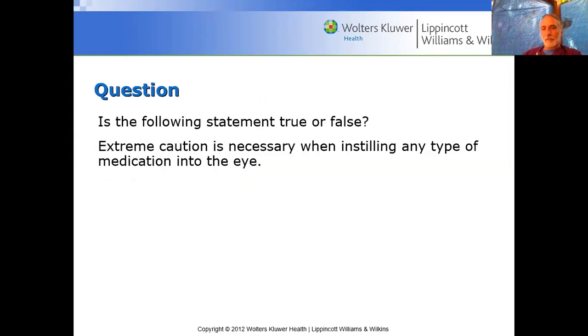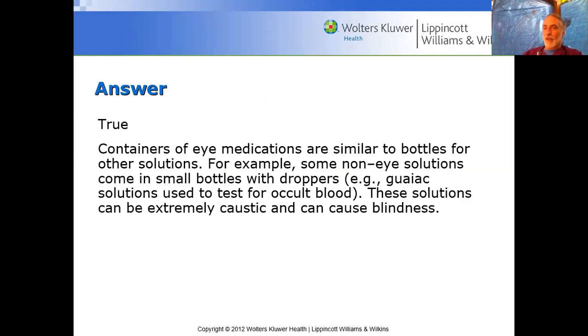So what do we think? Do we need to use extreme caution when putting any type of medication into the eye? Yeah, that's kind of a no-brainer there, right? But for different reasons.